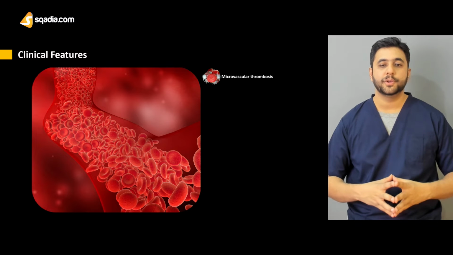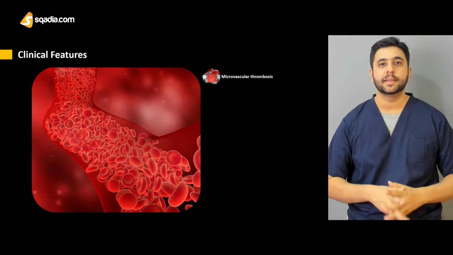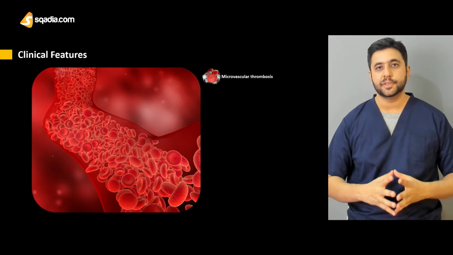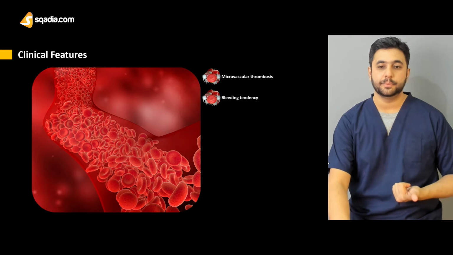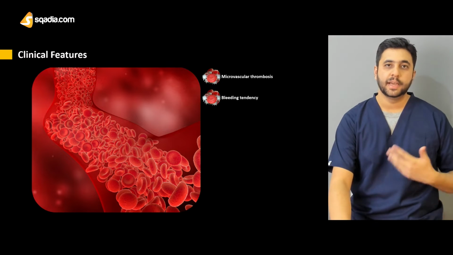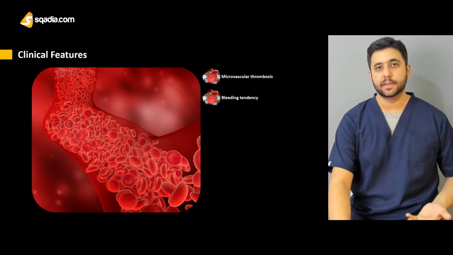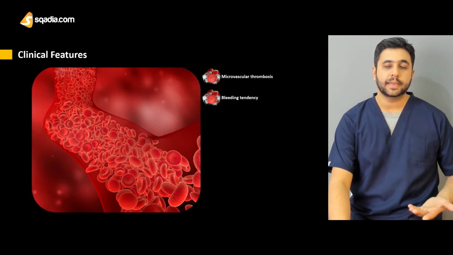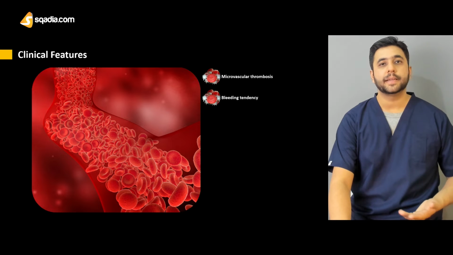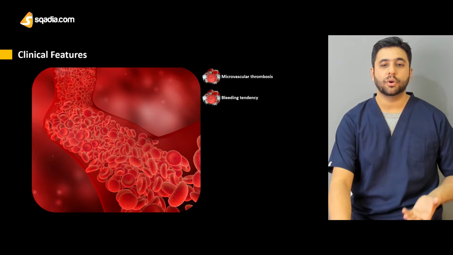These thrombi can form in any organ, and depending on the organ in which they form, there are different clinical features. Along with that, there is a bleeding tendency. Bleeding can be from any orifice. It can be an internal bleed as well, which is evident by anemia or rapidly developing swelling, depending on where the person is bleeding. The signs and symptoms are dependent on the organ.